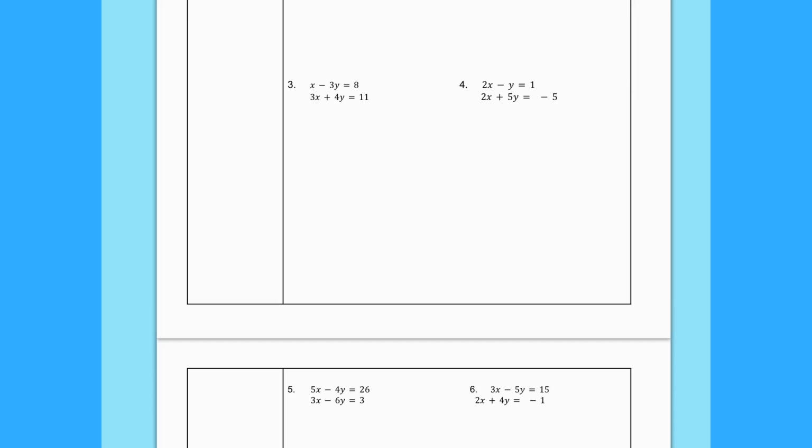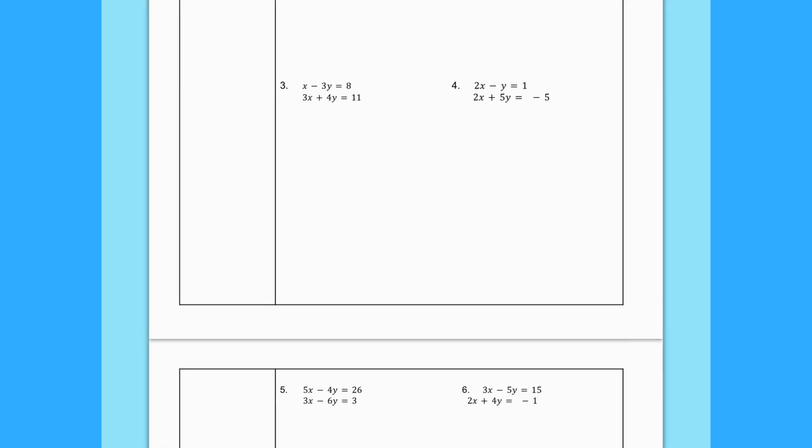So let's look at number 3. Number 3, I'm noticing that we have positive 3x on the bottom here. So if I can make this one a negative 3x on top, then those x's would cancel. So let's do that. If I want to make this top one a negative 3, that means I have to multiply everything by negative 3.